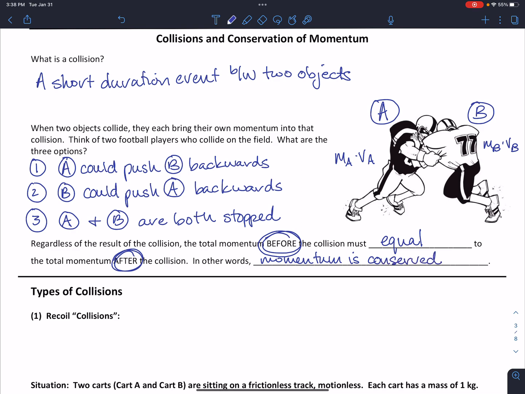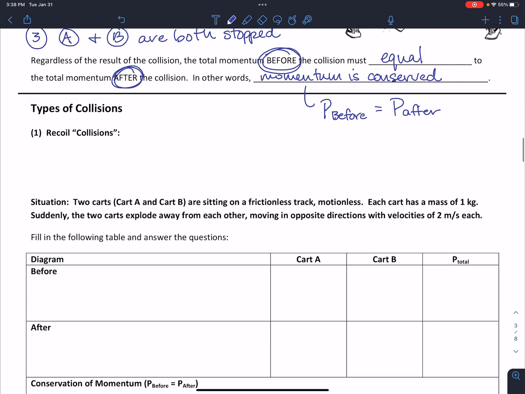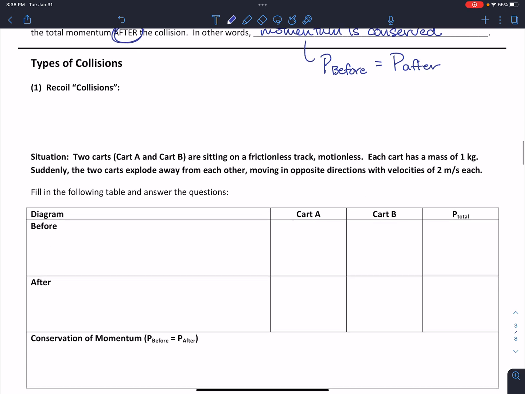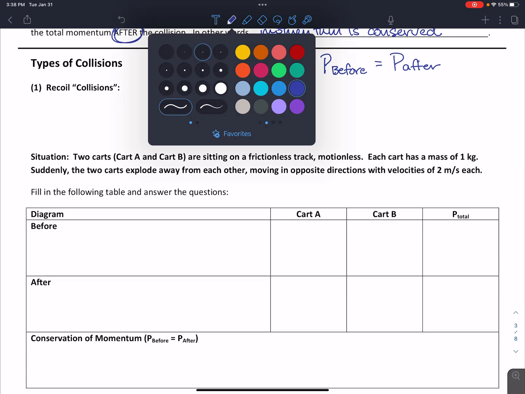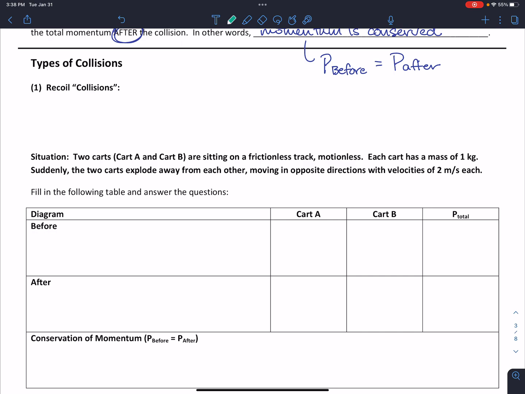All right, so we tend to represent this by saying the momentum before that collision is going to be equal to the momentum after. All right, now what that looks like in terms of formulas depends on the type of collision. And there are three types of collisions. All right, we're going to start with a recoil collision. All right, so one of your jobs is going to be to recognize what type of collision is occurring based on the description of that collision.